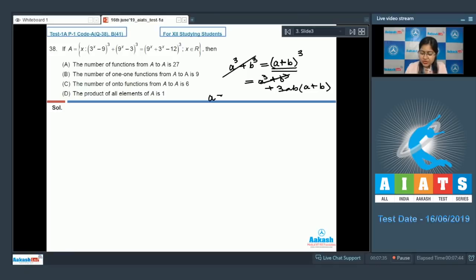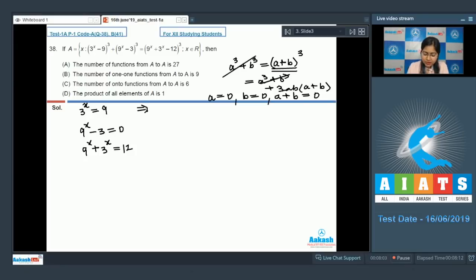So the solution is either a is equal to 0 or b is equal to 0 or a plus b is equal to 0. This is the solution. So we can say here that 3 raised to the power x minus 9 equal to 0. That is this one. Or 9 raised to the power x minus 3 is equal to 0. Or 9 raised to the power x plus 3 raised to the power x is equal to 12. So these are the solutions that we get.